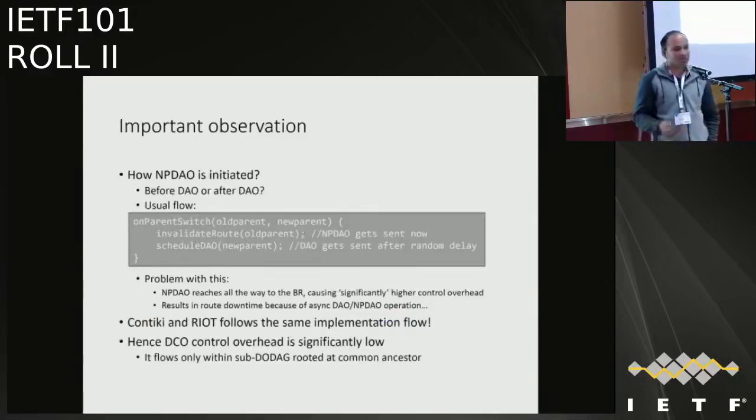Okay, the important observation that I wanted to mention here is why the difference in the control overhead. If you see the current mechanism, I don't think it is an implementation specific thing, but you can have a better implementation. But currently the RIOT and Contiki implementation does it this way. On parent switching, it invalidates the current route. So it sends an NP-DAO on the previous path, and it schedules a regular DAO to update the new path, on the new path of course. Since NP-DAO is sent first, it reaches all the way to the border router, and there's a lot of control overhead.